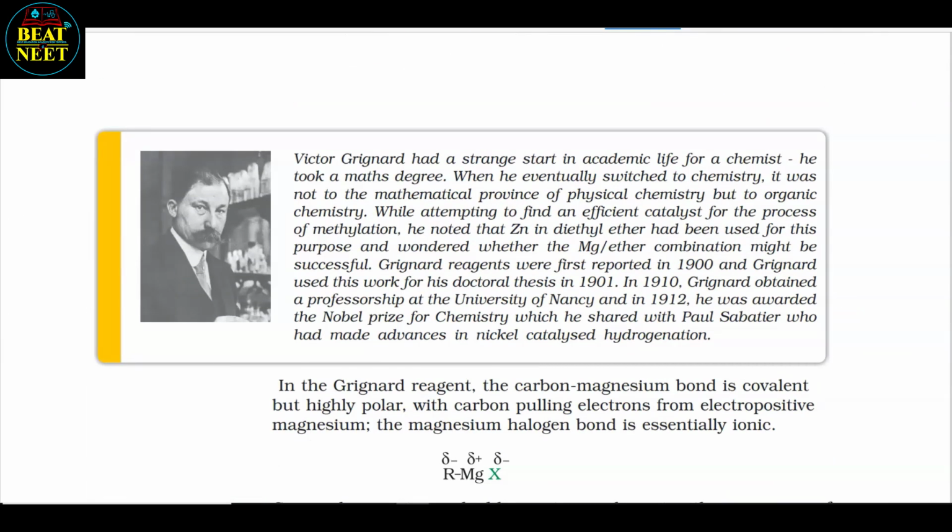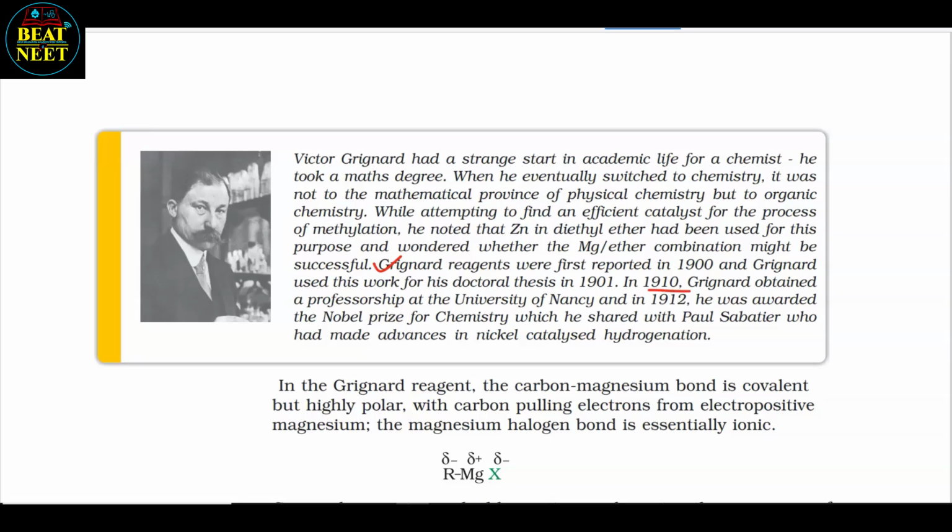Victor Grignard had a strange start in academic life for a chemist. He took a maths degree. When he eventually switched to chemistry, it was not to the mathematical province of physical chemistry but to organic chemistry. While attempting to find an efficient catalyst for the process of methylation, he noted that zinc in diethyl ether had been used for this purpose and wondered whether the magnesium and ether combination might be successful. The Grignard reagent was first reported in 1900 and Grignard used this work for his doctoral thesis in 1901.